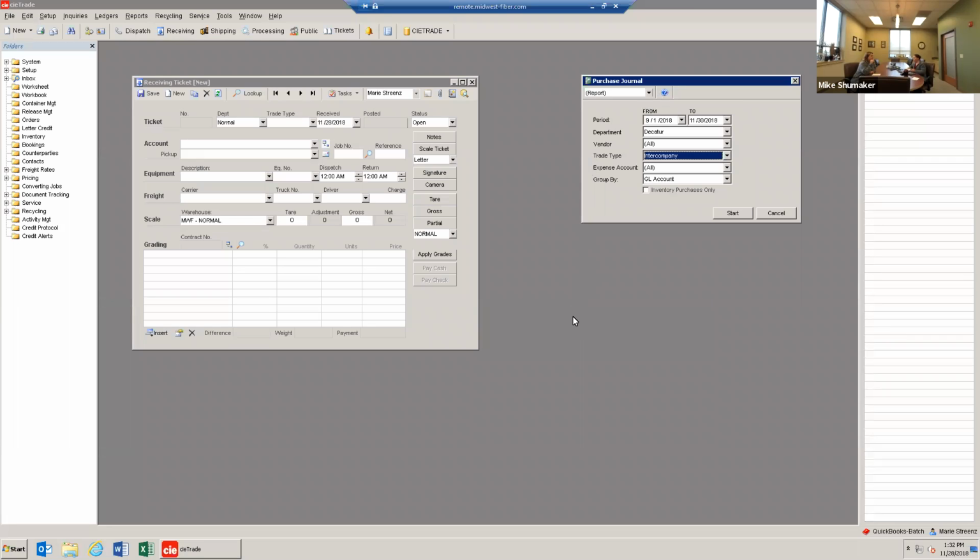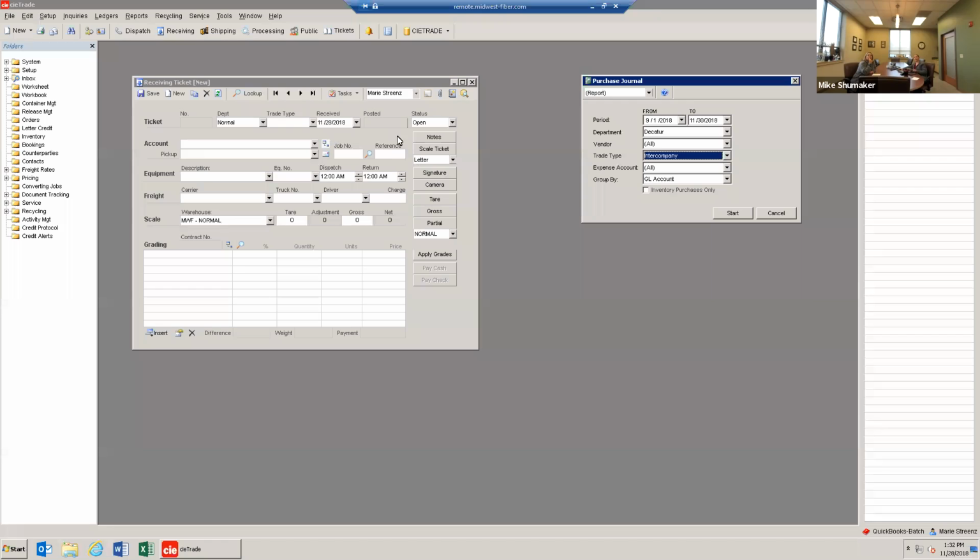So, okay, the goal, you guys, is to do these little mini weekly meetings where we're going to have a really small topic. And we're starting off on receiving tickets, and this one is for trade types on the receiving ticket.